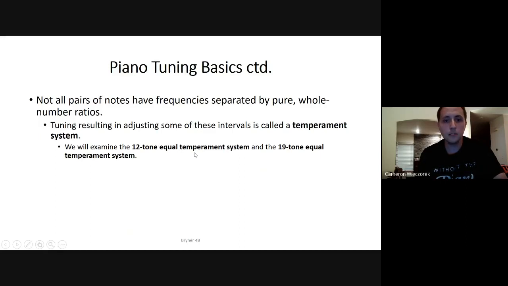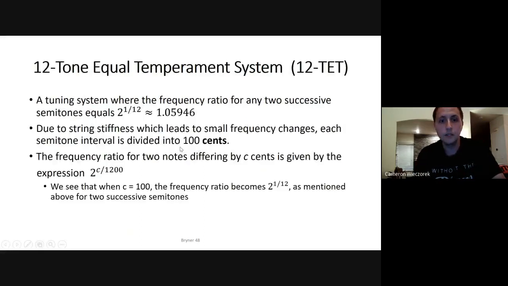The two main temperament systems that I want to talk about in this presentation are the 12-tone equal temperament system, the 12 TET, and the 19-tone equal temperament system, the 19 TET. So let's start with the 12-tone system. The reason that we call this a 12-tone equal temperament system is because we're using a tuning system where the frequency ratio for any two successive semitones, any two successive half steps, is 2 to the power of 1/12. The reason for that is you take the octave and split it into 12 pieces, each separation being 1/12 apart. So the frequency ratio would be 2 to the power of 1/12, or approximately 1.059.